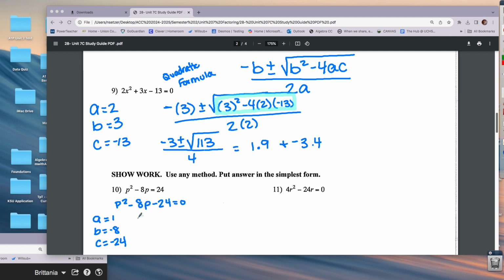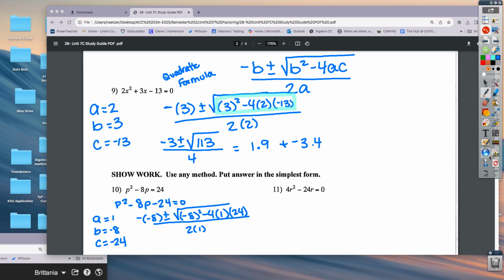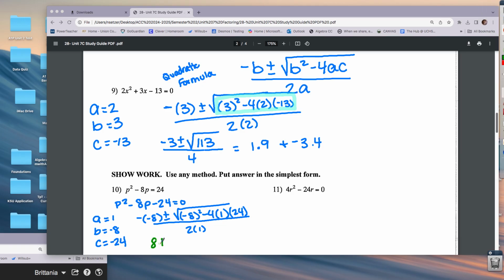Quadratic formula, so the opposite of negative 8 plus and minus the square root of negative 8 squared minus 4 times 1 times 24, divided by 2 times 1. Right? Sorry, guys. All right, so it's going to be 8 plus or minus the square root, over 2. And let's put this in the calculator, get our discriminant.